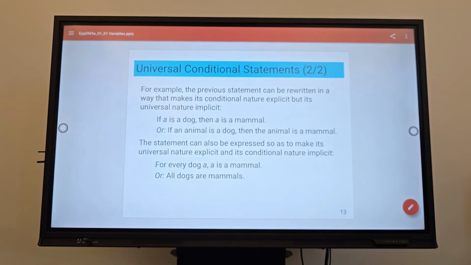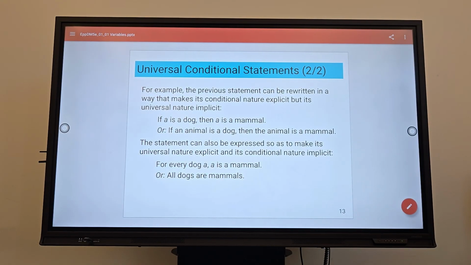So, if a is a dog, then a is a mammal. That is conditional. Or it can be universal with, for every dog a, a is a mammal. Or, all dogs are mammals.